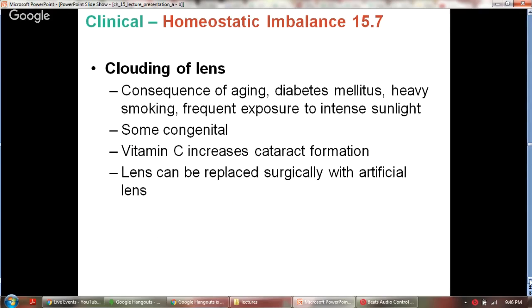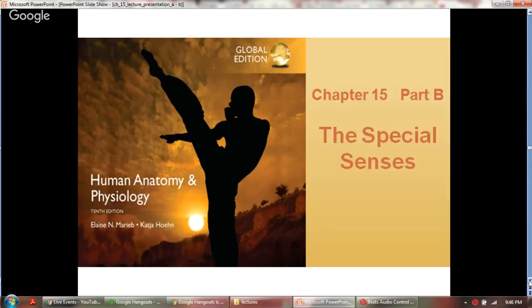Clouding of the lens ultimately leads to cataract, and taking an excess amount of vitamin C could increase cataract formation too. So the treatment would be replacing the lens with surgery, using artificial lenses.